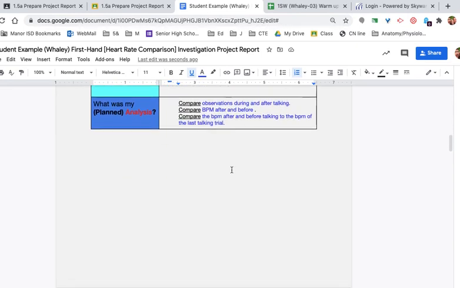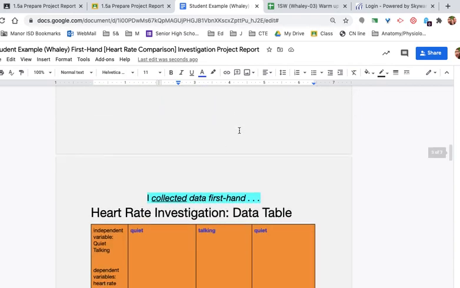And so what's my comparison analysis? Compare observations during and after talking. Compare beats per minute. So there we go, observations. This is probably qualitative data, and beats per minute before and after is going to be quantitative. Compare the beats per minute after and before talking to the beats per minute of the last talking trial. Ooh, good, cool. We're going to have a couple of different trials here.